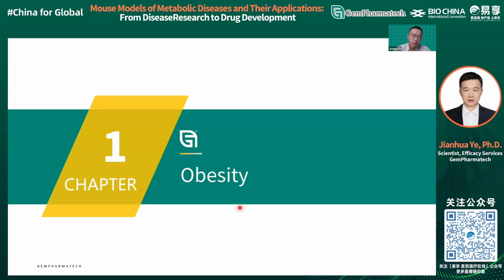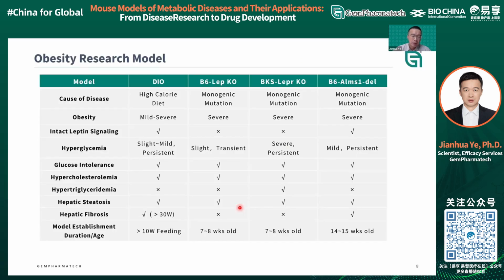So first, obesity. GemPharmatech has plenty of obesity research models. We have the standard diet-induced obesity model. We also have monogenic mutation models, like the OB mice and the DB/DB mice. And we also have the AMS1 knockout mice. These mice develop obesity as well.